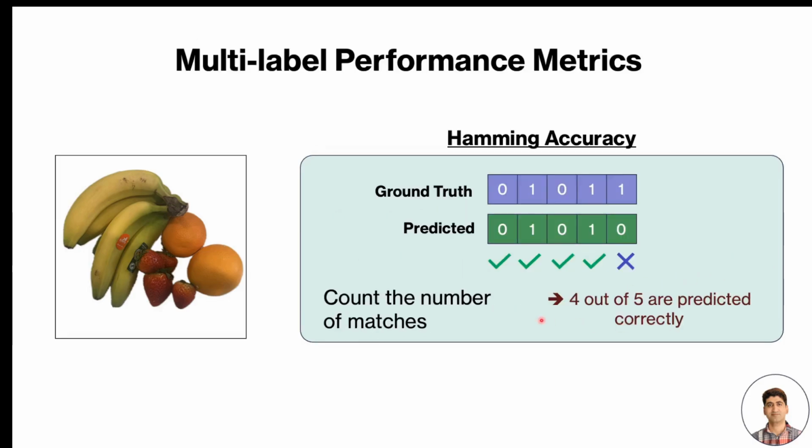The second performance metric for multi-label classification is called Hamming accuracy, where instead of looking for the exact match between ground truth and predicted vectors, it will count the number of correctly predicted labels. So in this case, for example, 4 out of 5 labels are predicted correctly. So the performance associated for this image is 4 out of 5.